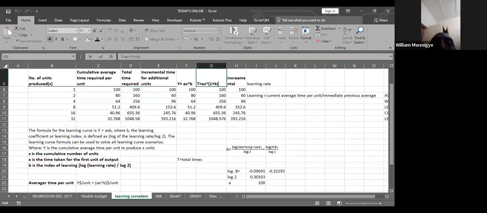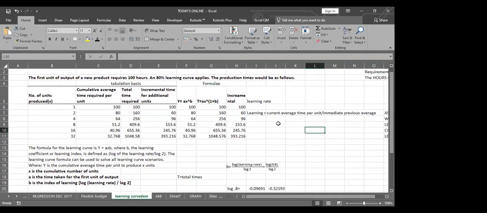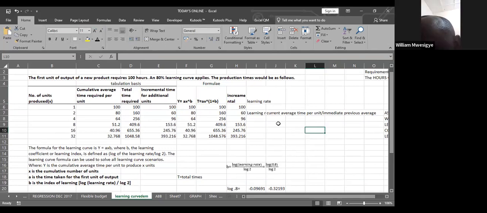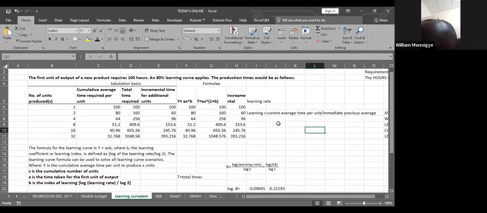Excuse me, sir. Yes. I have two questions. Yes, you can ask. Question one is using the other formula of y equals ax to the power b, where we have y as cumulative time or cost per unit. So you mean that on the first unit, y is equal to a, because y is the cumulative time to produce or the cost per unit, and a is the cost or time to produce the first unit. So when you are producing the first unit, y is equal to a.